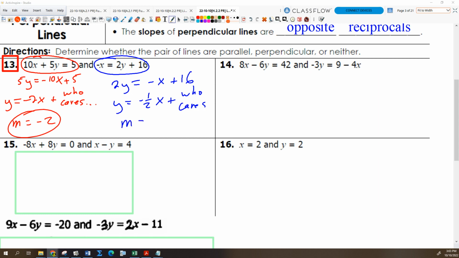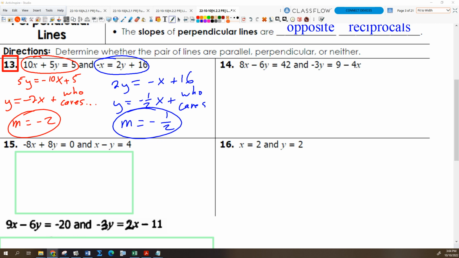So the blue slope is -1/2. So which one is it? Let's do this. Thumbs up is parallel, thumbs down is perpendicular, thumbs sideways is neither. Okay, everybody vote with your thumbs. What do we got here?